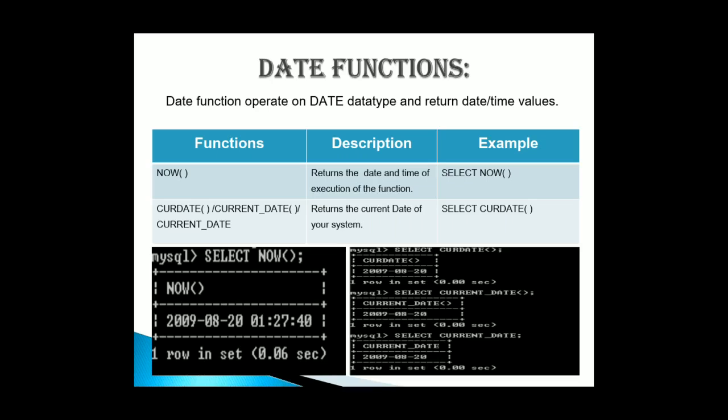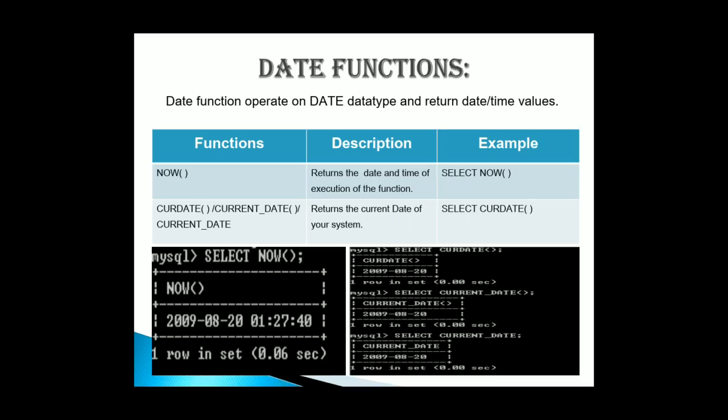Then the same is the CURRENT_DATE function. In the previous one it returned both the date and time, but if you call the function CURDATE, or CURRENT_DATE, or you can also use CURRENT_DATE without the function sign, it will do the same type of work. It will just give you the date of that particular day when you have executed the function.